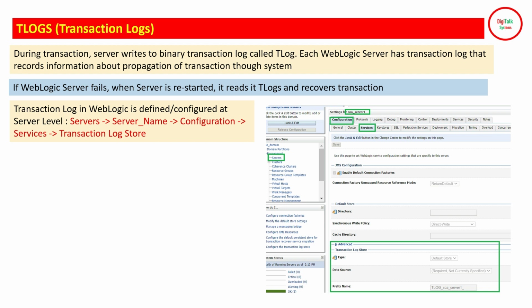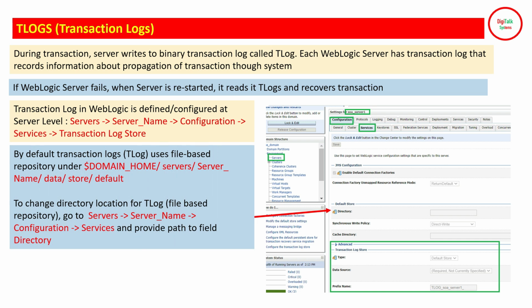Okay. And apart from that, the second important configuration that you can see is the data source. Data source is required only when you are going to configure database-based transaction logs. Okay, and the prefix name is the name for the table that will get created in the database when we configure database-based transaction logs. Okay, so this is the location where, as I said, we have to go to servers, then your server name, then configuration, services, and then the transaction log settings inside the advanced option.